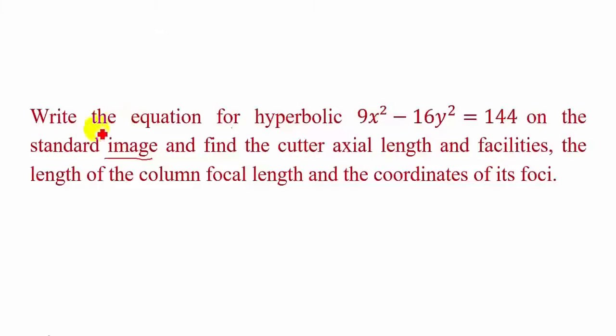Okay, let's have an example. This example: write the equation of the hyperbola. We know that the equation of the hyperbola is x square over a square minus y square over b square equals 1, right? That's the general form. So we need to change this one to that, meaning you are going to divide by 144.